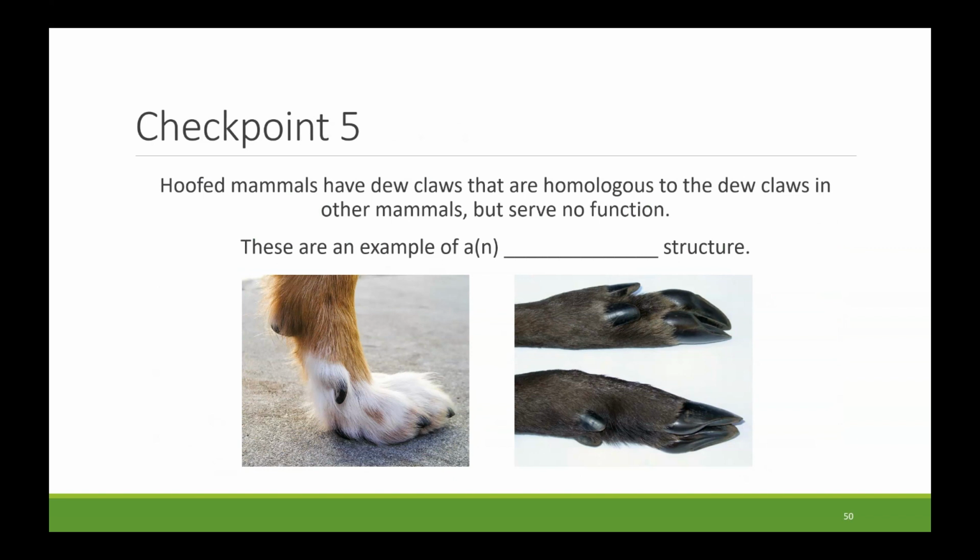Next, hoofed mammals have dew claws that are homologous to dew claws in other mammals, like the dog that you see on the left here. The one claw that's up on the side of the ankle is called a dew claw. And hoofed mammals have them too, but they serve no function. This makes them an example of a what structure?